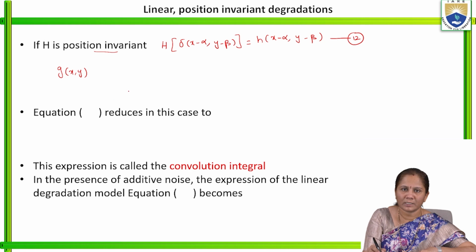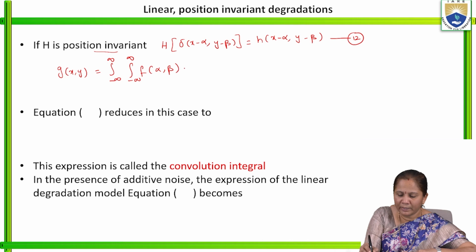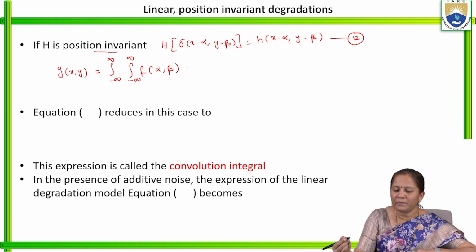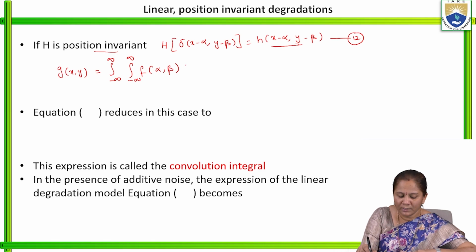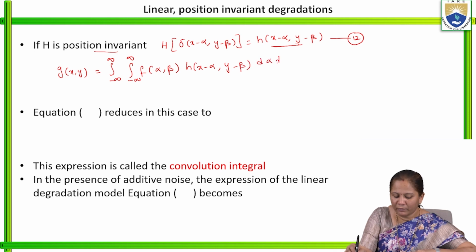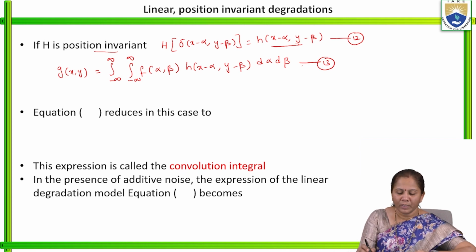g of x comma y is equal to the integral from minus infinity to infinity of f of alpha comma beta, substituting h of x minus alpha comma y minus beta, d alpha d beta. Consider this equation number 13.